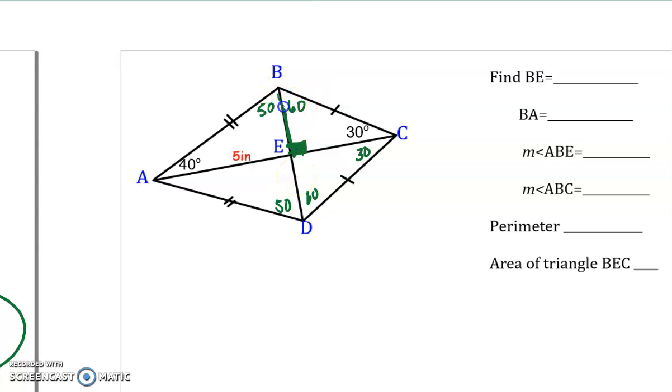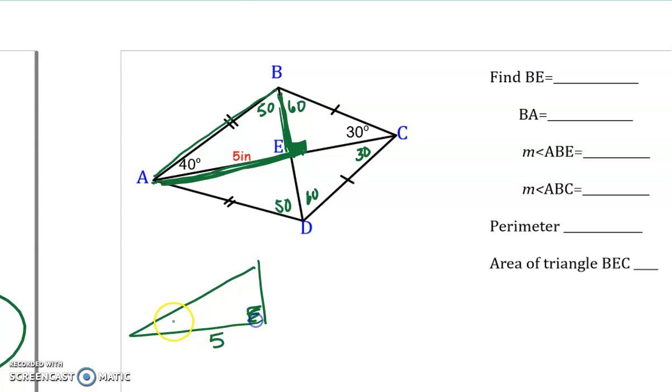BE is here. I have no value except that this is 5. So I actually have to come in here, and I don't have any other thing except this is 5, 90, and this is 40. So in order to find this side, I'm going to have to use trig. I'm going to put x here. I know from 40 degrees, it's opposite over adjacent. So this is tangent of 40 equals x over 5. I'm going to take tan of 40 and times it by 5 and get 4.2. I'm going to call that.